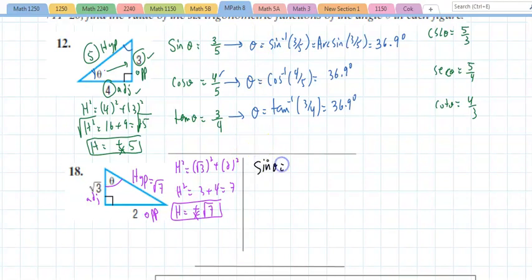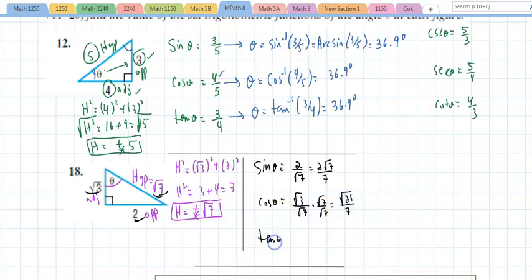The sine of theta is the opposite over the hypotenuse, 2 over radical 7. And if you rationalize, that's 2 radical 7 over 7. The cosine of theta is the adjacent over the hypotenuse, radical 3 over radical 7. And if you rationalize, meaning if you multiply by radical 7 top and bottom, that's the square root of 21 divided by 7. And the tangent of theta is the opposite, which is 2, over the adjacent, which is radical 3. And if you rationalize, you get 2 radical 3 over 3.